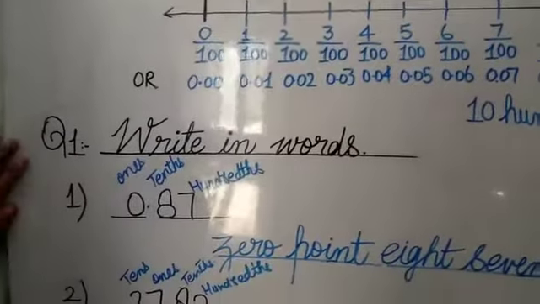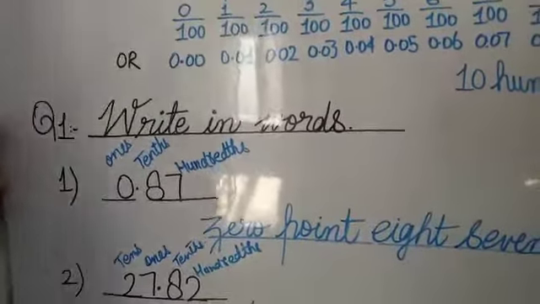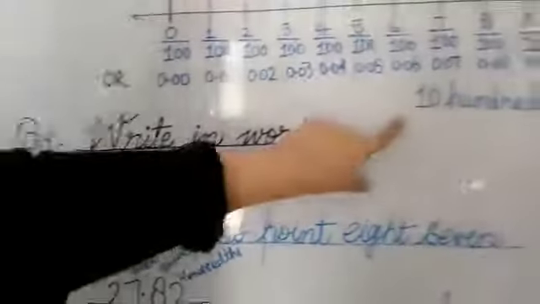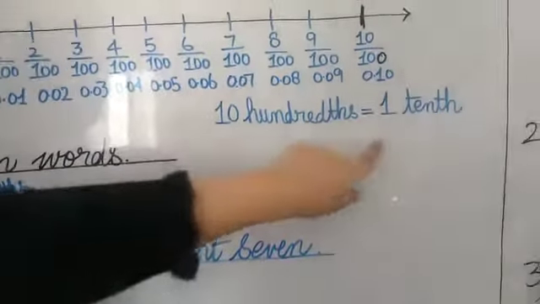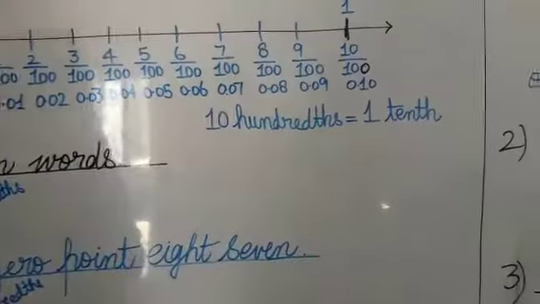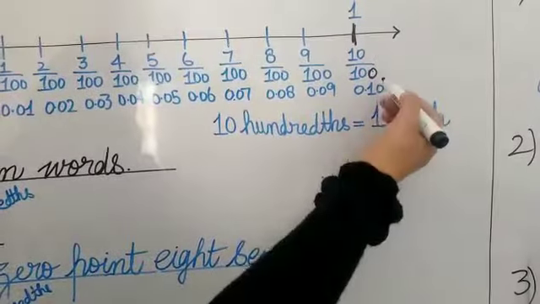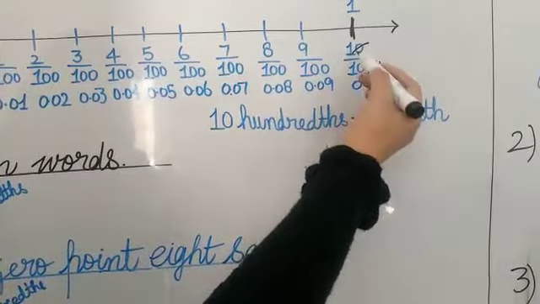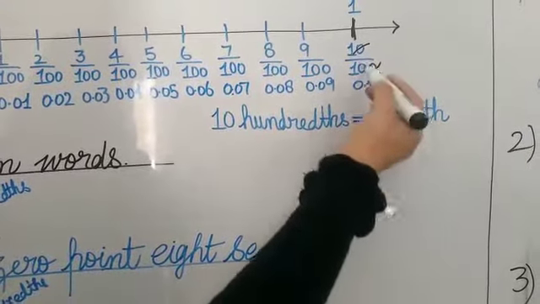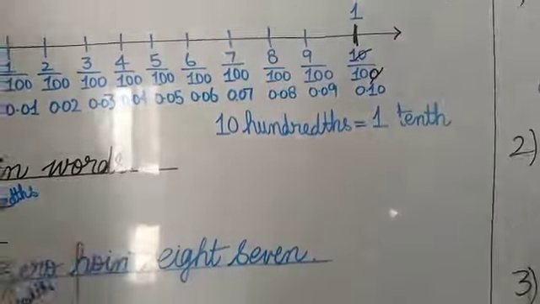Now, one thing you remember: 10 hundredths means one tenth. 10 hundredths is equal to one tenth, because why? See this range, 10 by 100. So the 0 and 0 cancel here, and you represent 1 as it is, 1 by 10.